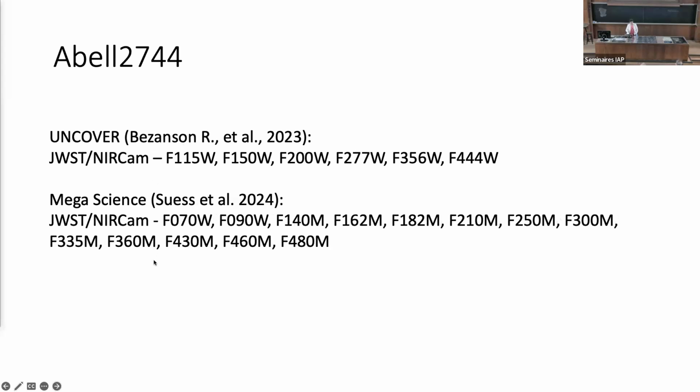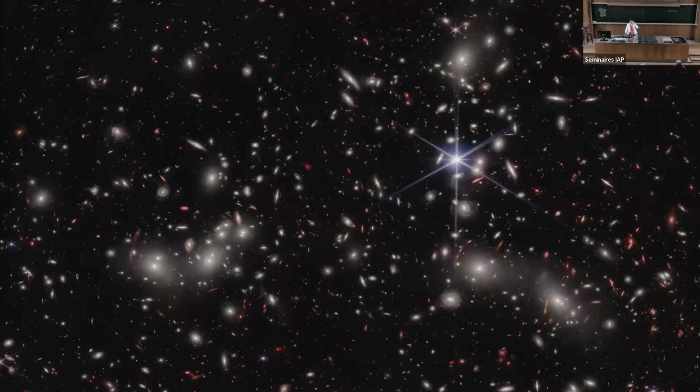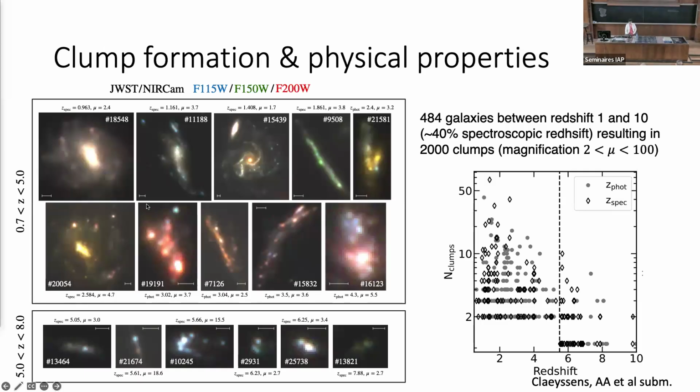So we have a suite of almost 20 web filters where we mix broadband and medium bands. And this is really a game changer for analysis of clumps, because this is a beautiful image of UNCOVER. But essentially, when we have a medium band and broadbands, we can actually study the properties of clumps with high precision. So the sample we have been looking at is roughly 500 galaxies that have a magnification between 2 and 100.